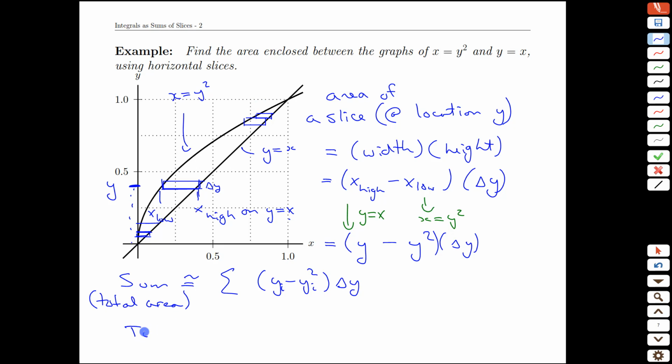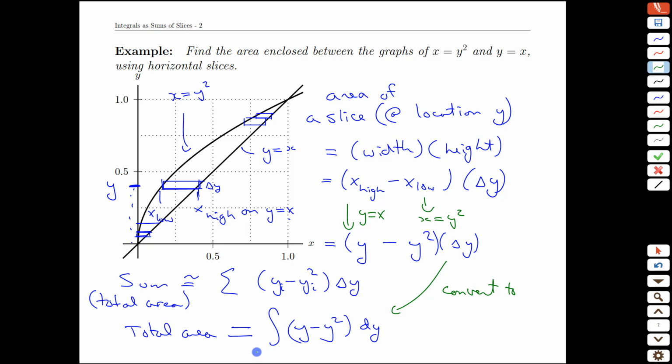Or the total area is exactly equal to the integral of, going back to the generic slice, y minus y squared, and the delta y gets converted to a dy, indicating an infinitesimal or a limit as delta y goes to 0 of the heights.